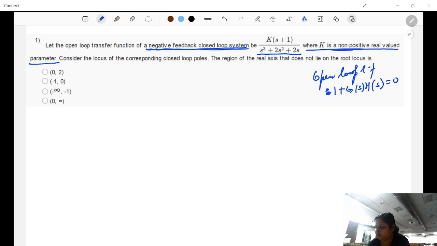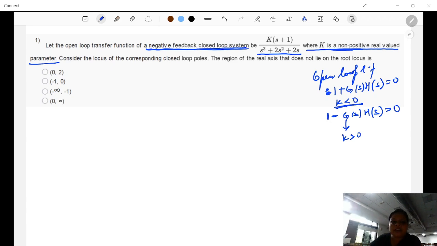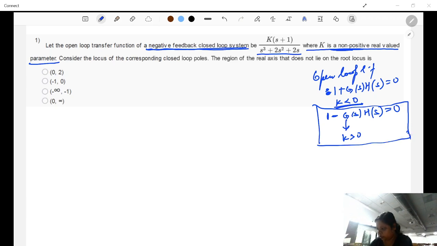K is non-positive. That means what? K is less than 0. If this k is less than 0, definitely it goes into this, where whatever k is here, that is positive, but I have taken the minus sign. So it would follow the second case. The first case was only valid when we had a negative feedback system with k greater than 0. In any other case, whether the feedback goes positive or k becomes negative, you're supposed to use this condition and the rules corresponding to this open loop transfer function. Okay, so now we'll start.